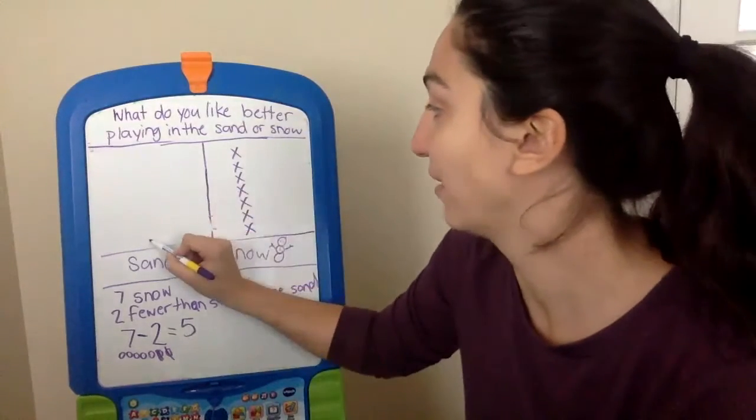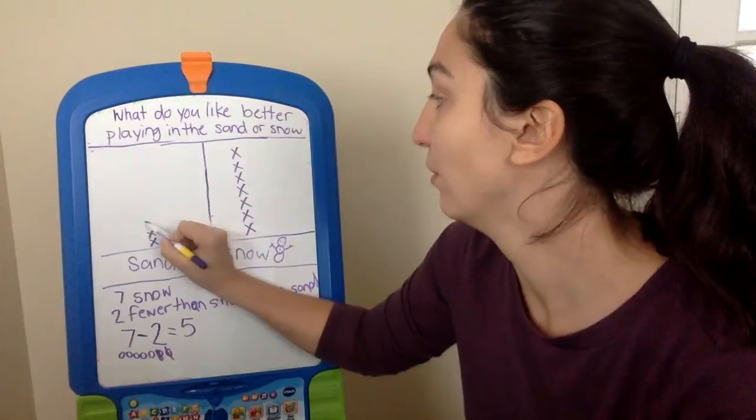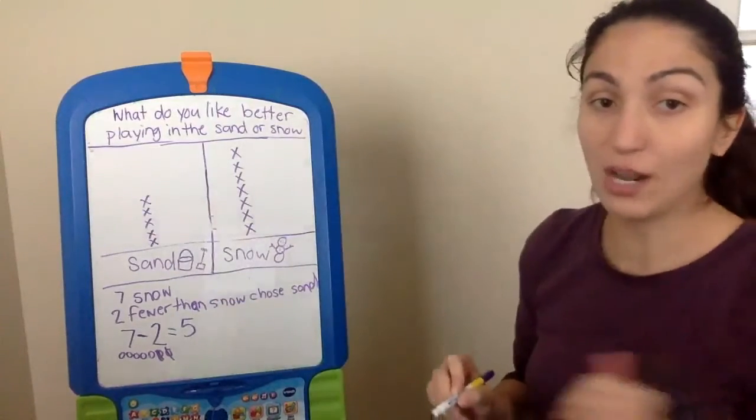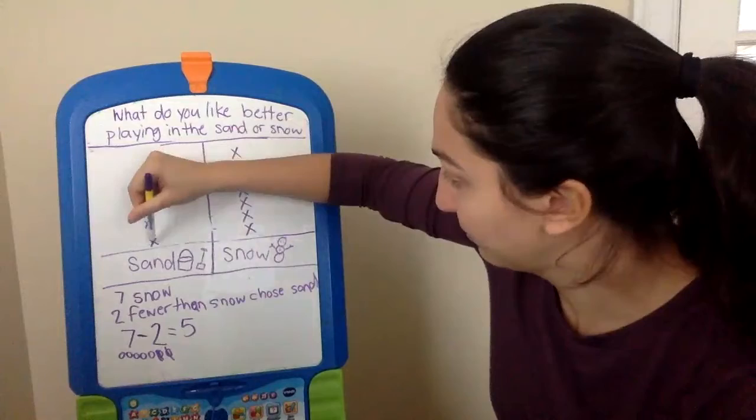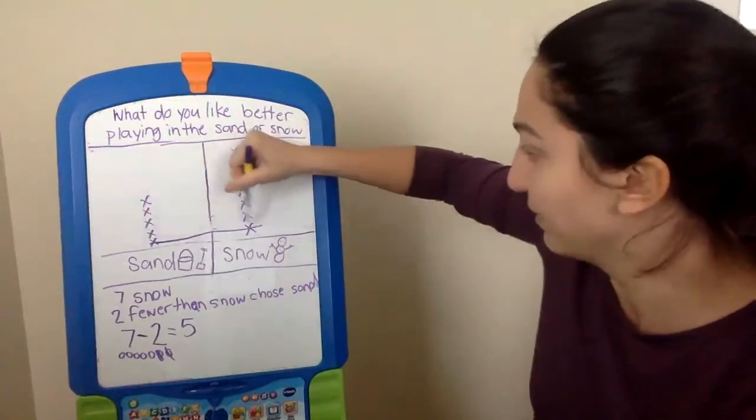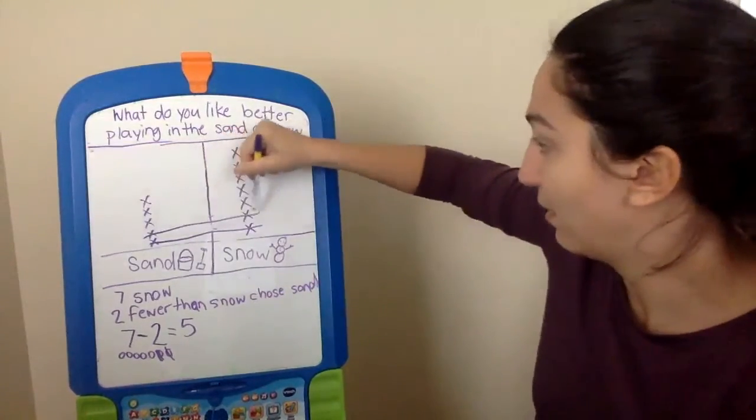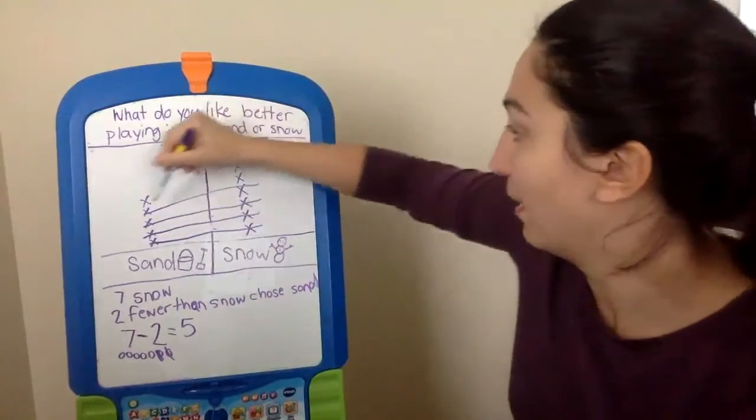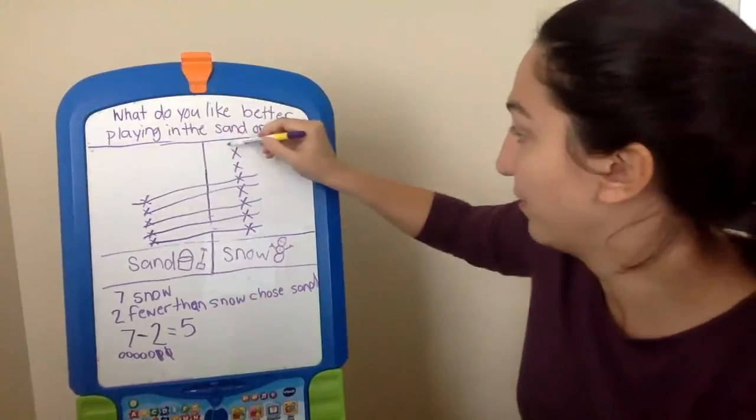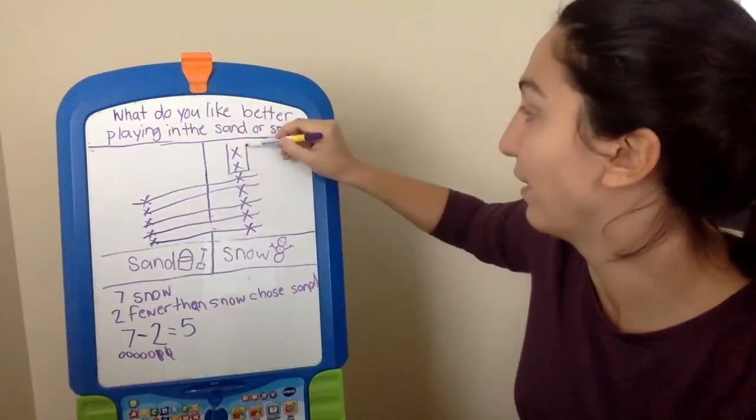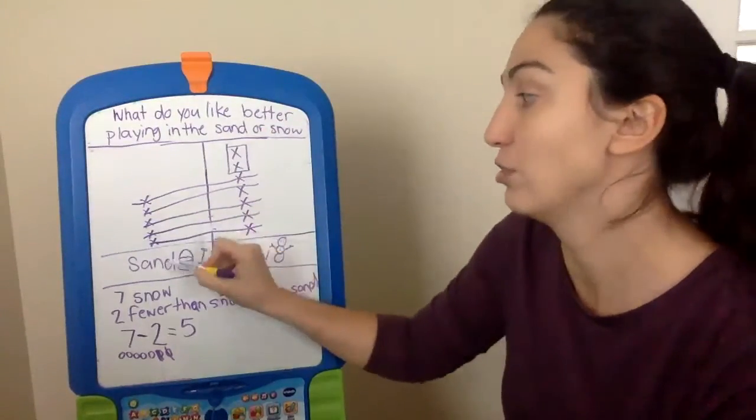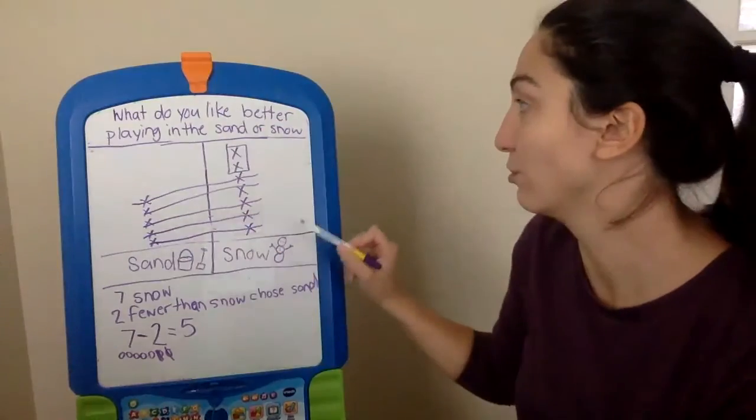I'm going to put 5 X's. 1, 2, 3, 4, 5. Now, I can check my work. I can match my X's. And I can see how many are left. And that shows me right here that 2 are left. So there are 2 fewer students who chose sand than they chose snow.